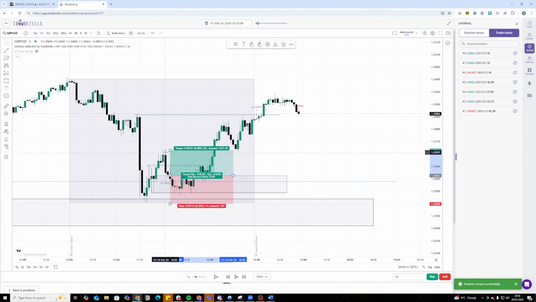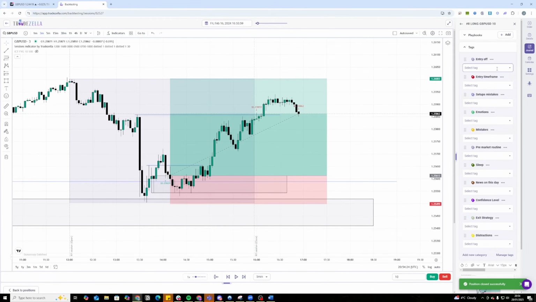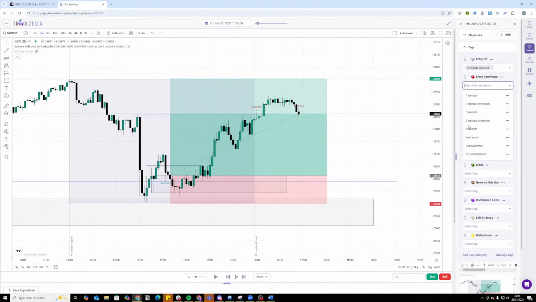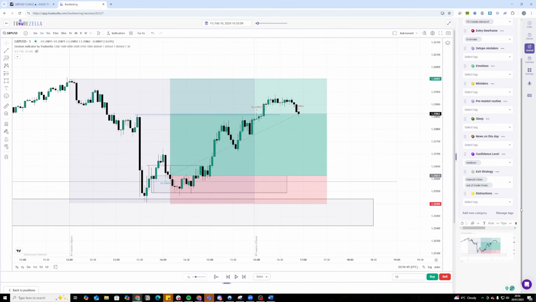Marked up, it was here, and the take profit was there. And we can see our executions, take the screenshot, put it in the journal. Tags, we entered off a 15-minute demand. I personally think for this strategy, 15-minute areas are the most optimal, to be honest. Like higher time frame areas, you can get a lot of faff. So 15-minute and 3-minute is the bread and butter, in my opinion. Medium, exit strategy, manual close, out of trade times.